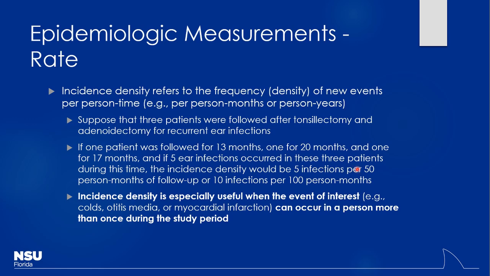You may also change it up, so instead of saying 5 per 50 person months, you could say 10 infections per 100 person months. Sometimes it makes a little more intuitive sense to think in terms of how many infections they will get per 100 months. Does that make sense? So again, you extrapolate. It's a little fuzzy, but that's how we can often relate things that happen multiple times over a period.